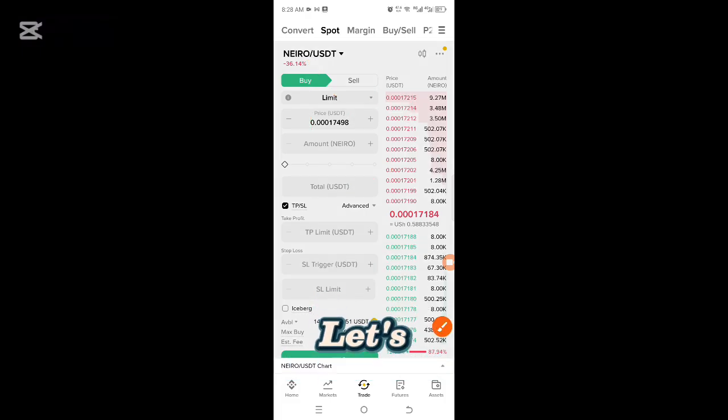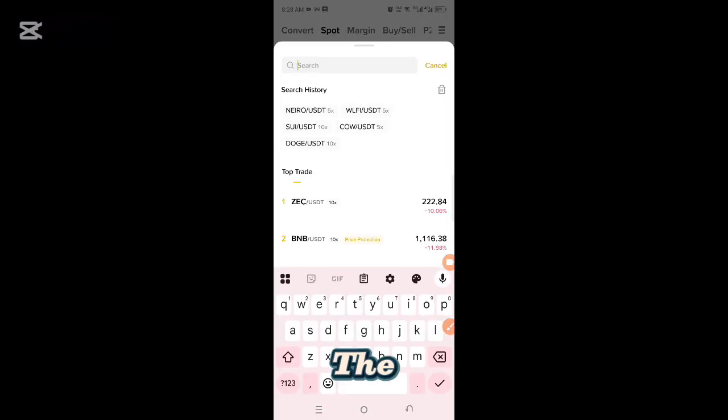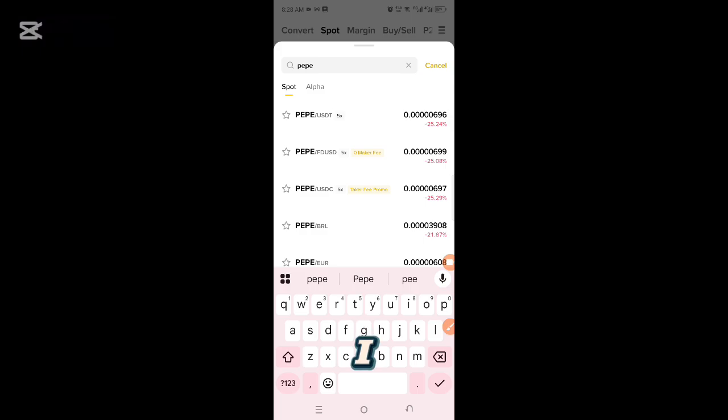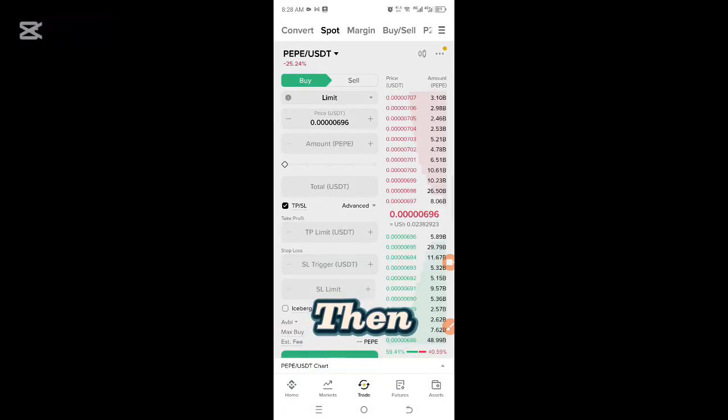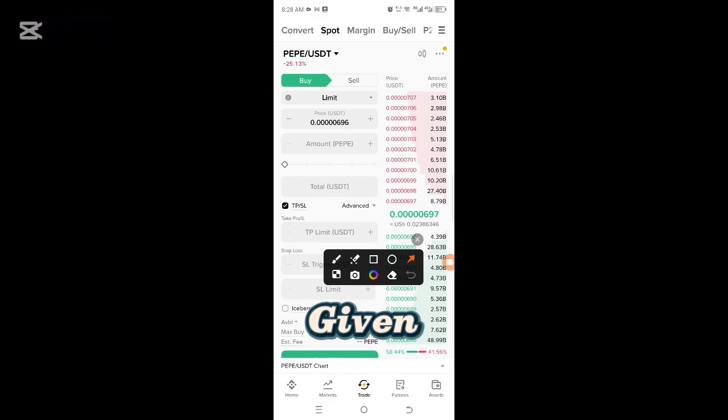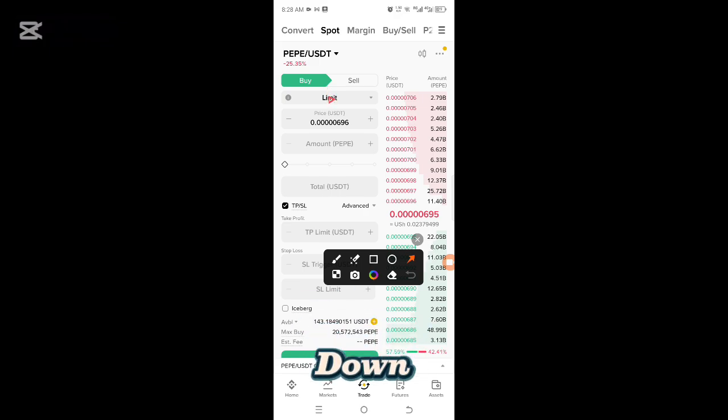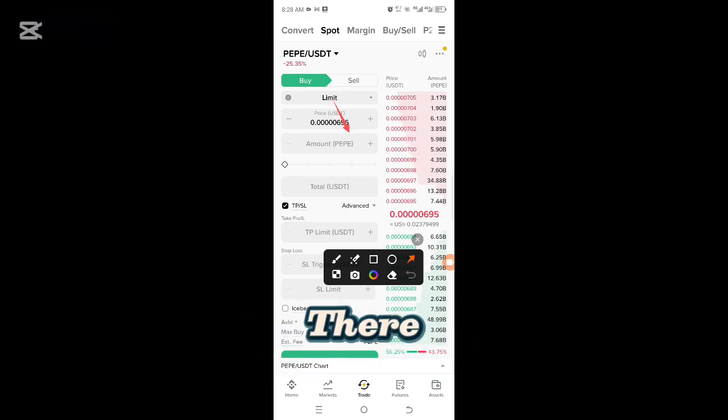Then let's go to how you select the coin you want to trade. You come and click on the coin pair, and you select the coin you would like to trade. In this case, I want Pepe. I click on Pepe, and then it gives Pepe against USDT, where you see -2.5. If it is in red, it means this coin has moved down by that percentage, and if it is plus, it means that the coin has moved up by that certain percentage you will be seeing there.